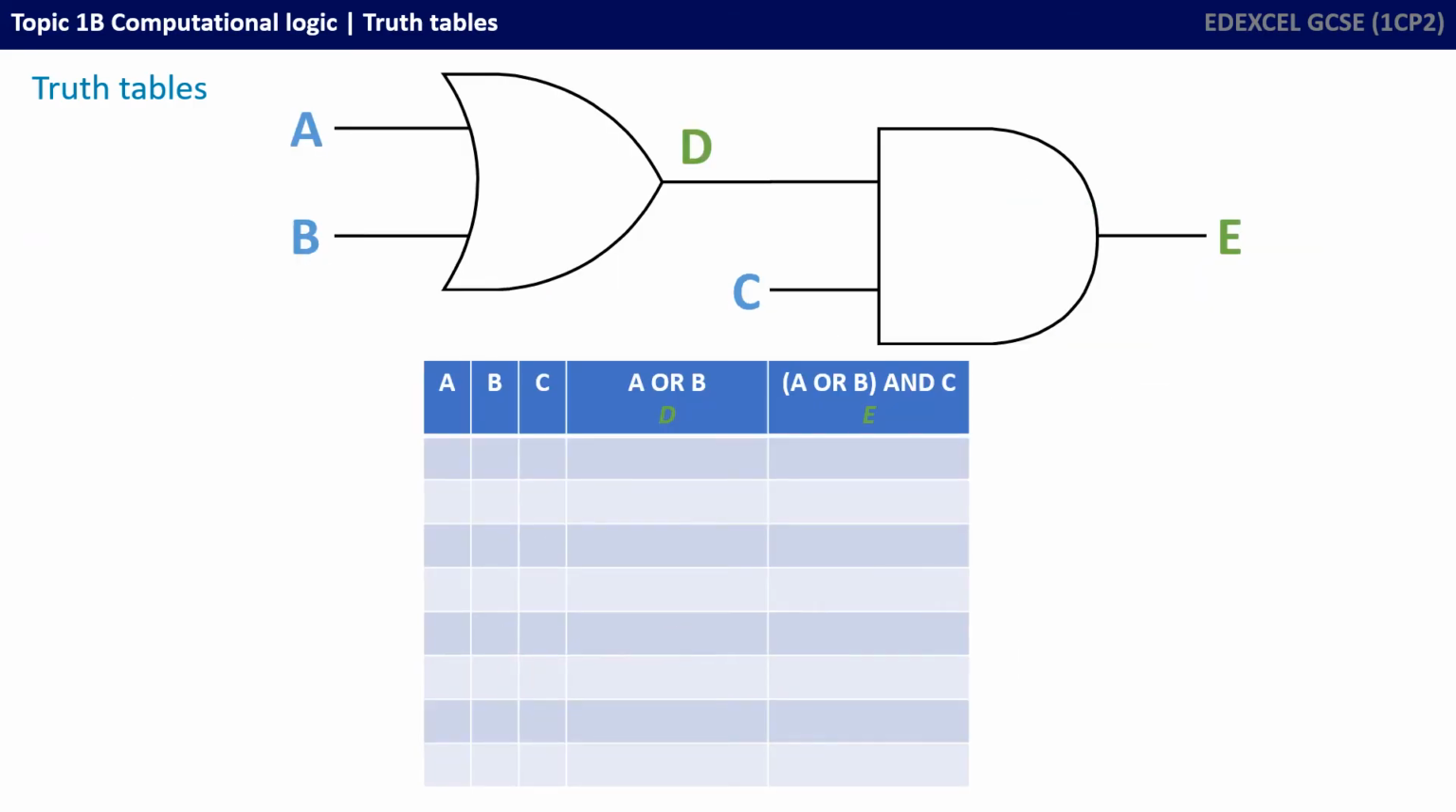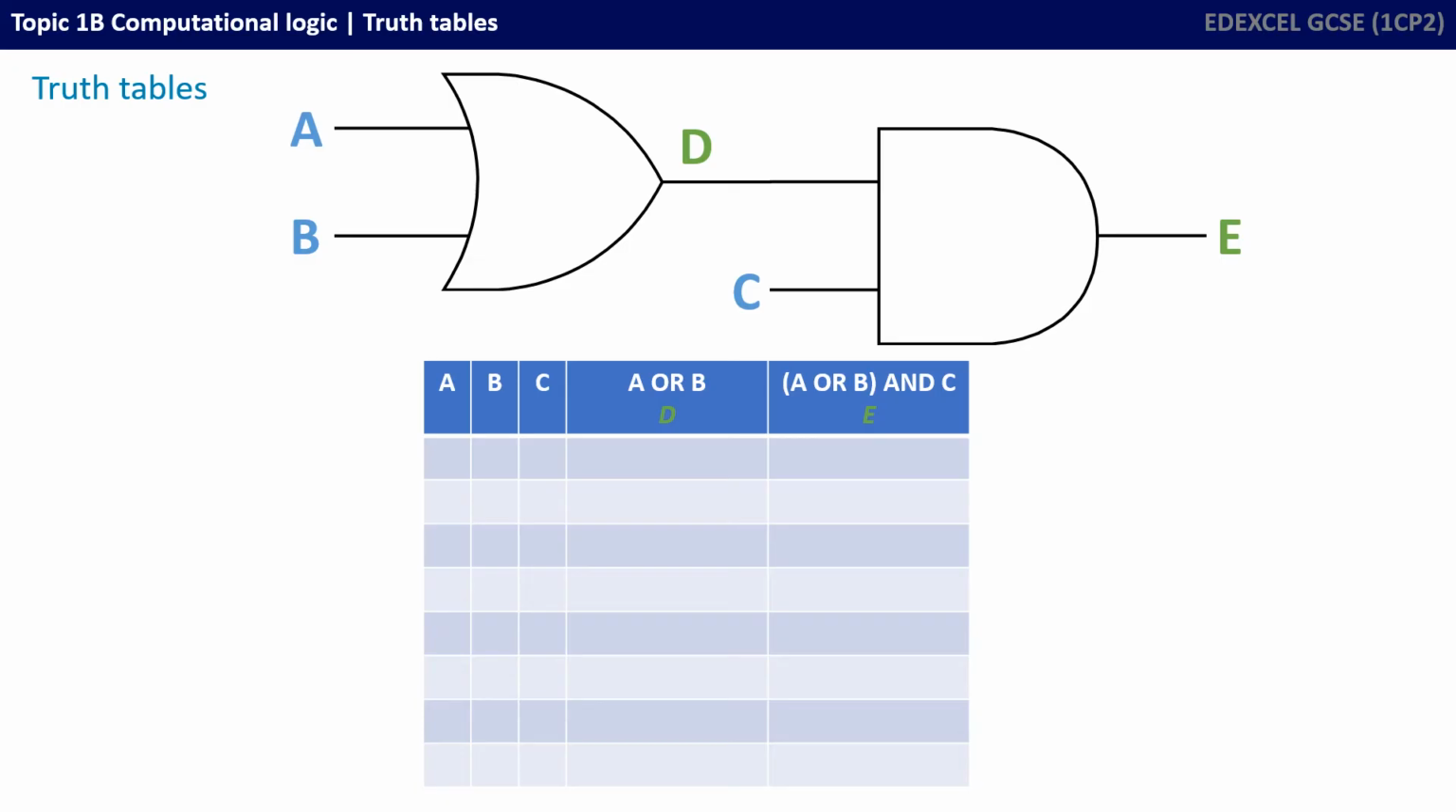So let's get a little bit more complicated now. So here we have two logic gates joined together in sequence. We have an OR gate, and then the output from the OR gate is fed into one of the inputs of an AND gate along with another input. Now, although this can sometimes look daunting at first, it's no more complicated.